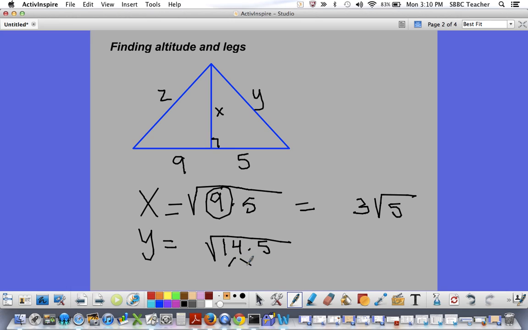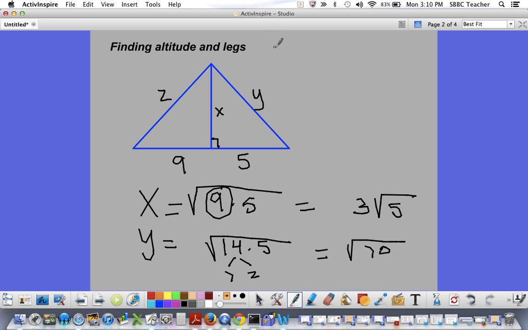14 is 7 times 2. Notice they're all prime numbers. No numbers occur twice and there's no perfect squares. So nothing gets taken out of the square root. So we would just go ahead and do 14 times 5 and we get 70. So the leg is the square root of 70 and that does not break down.